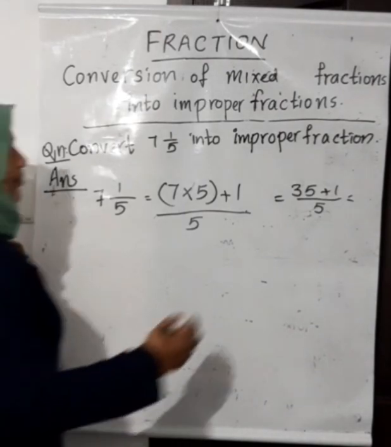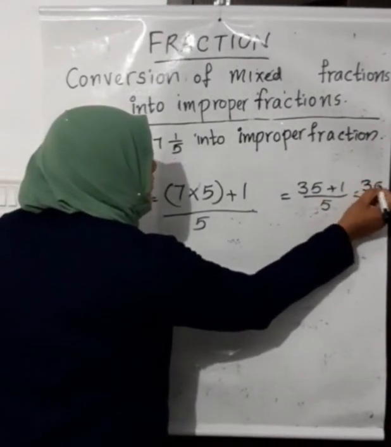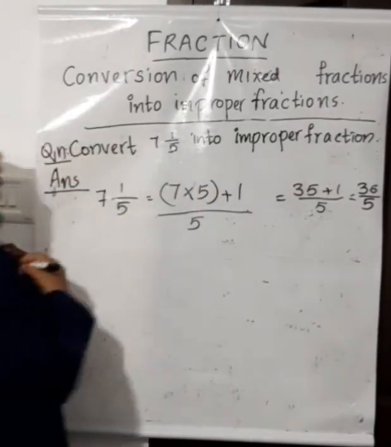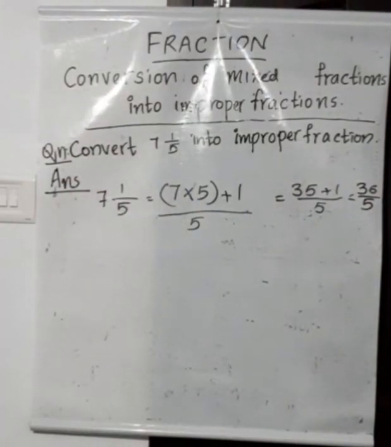So we have to add them. 35 plus 1, 36. 36/5 will be the answer.